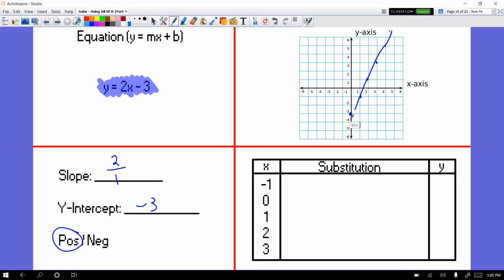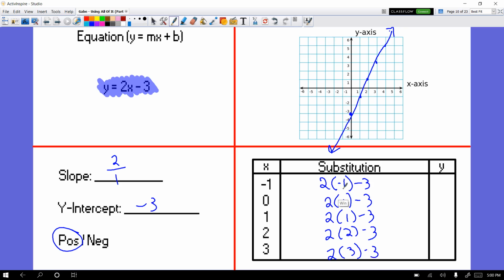There you go. And the alternate to that is, say if I didn't want to do it like that, I could just substitute all my stuff in. 2 times -1 minus 3, 2 times 0 minus 3, 1 minus 3. Two times -1 is -2 minus 3, -5. Okay, and that would have been right there. And this is our y-intercept, so that's going to be -3. There it is. 2 times 1 is 2, minus 3 is -1.